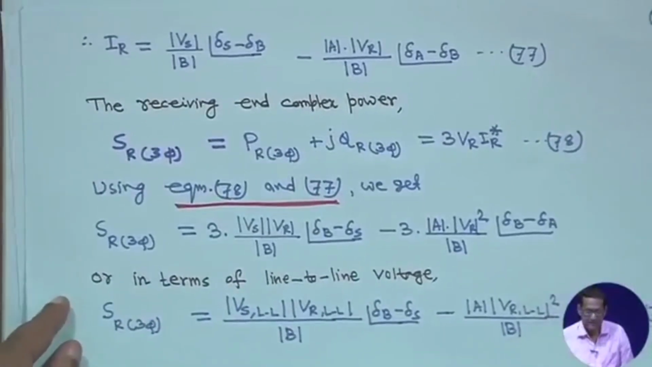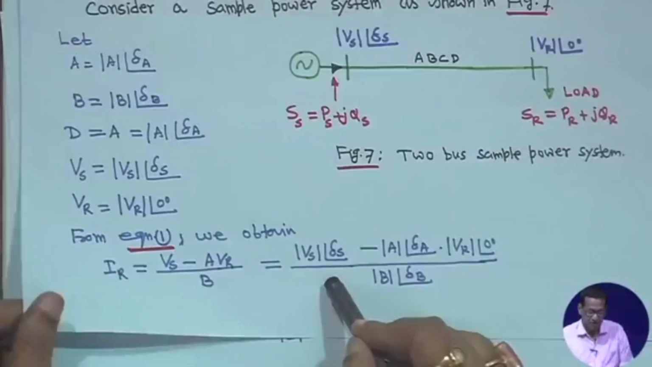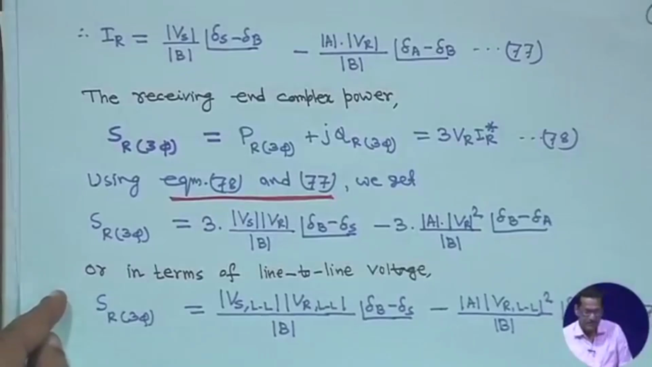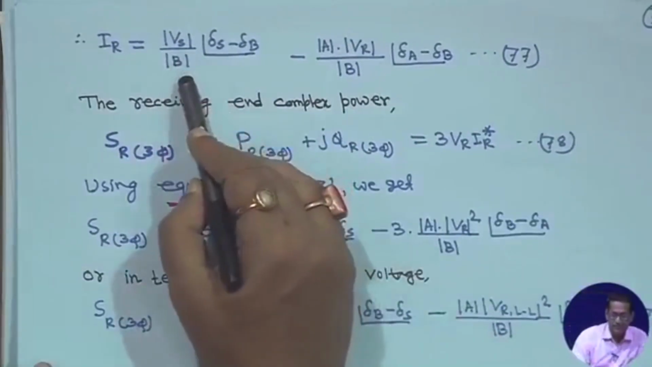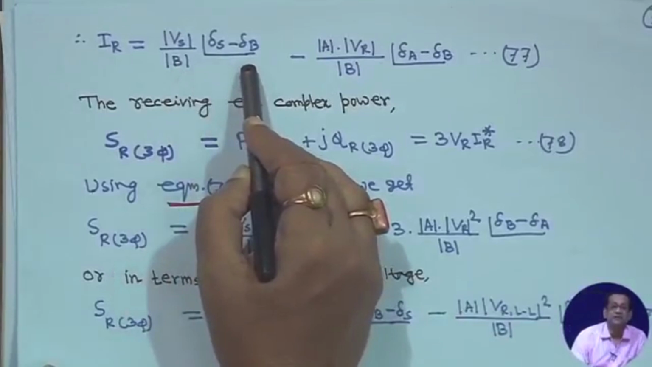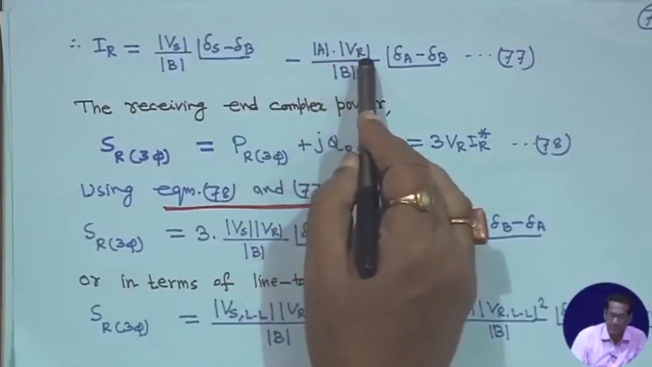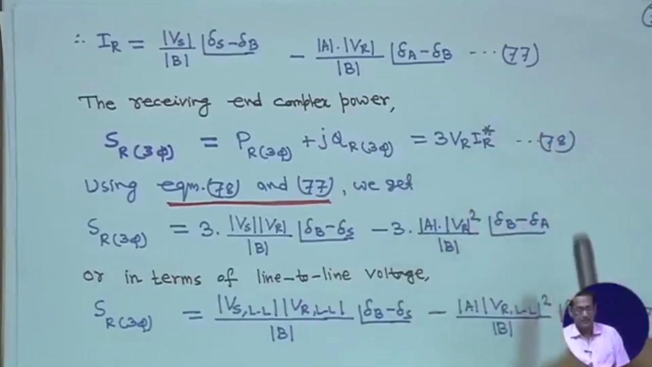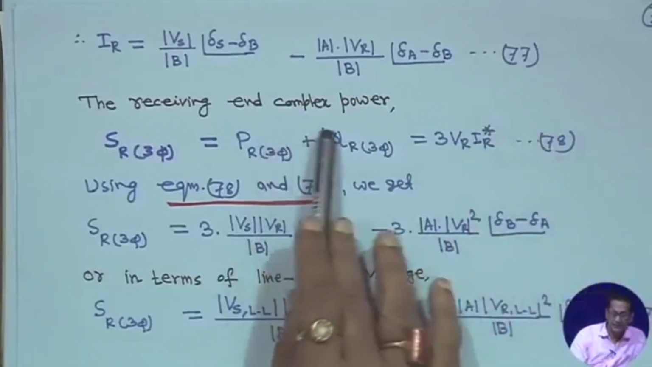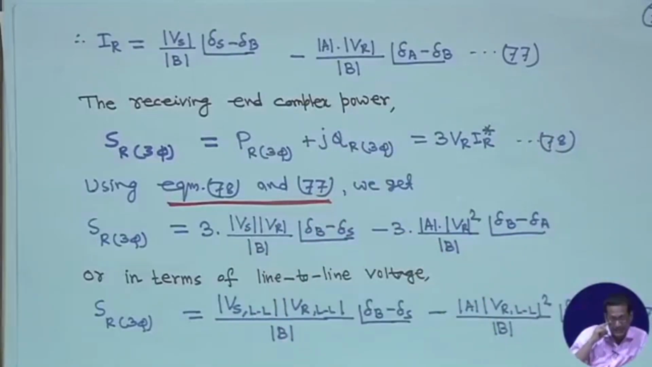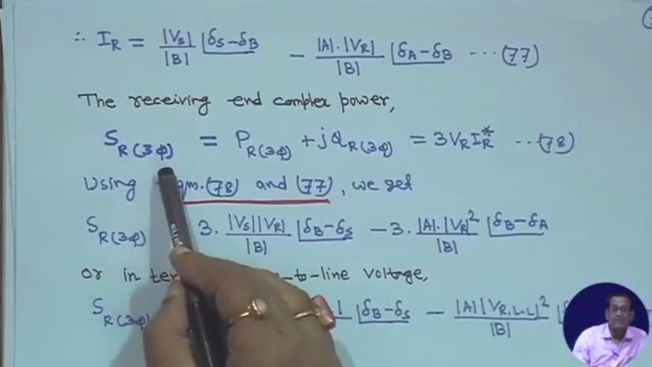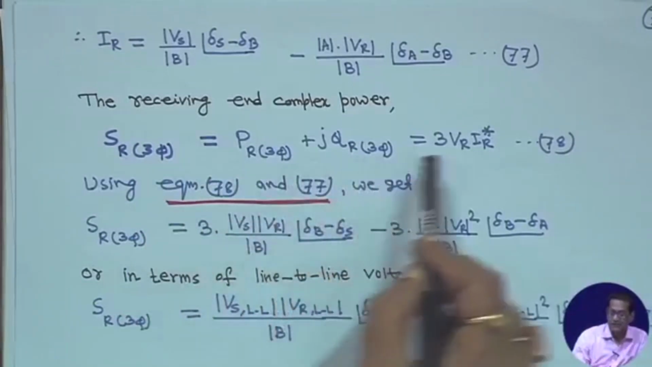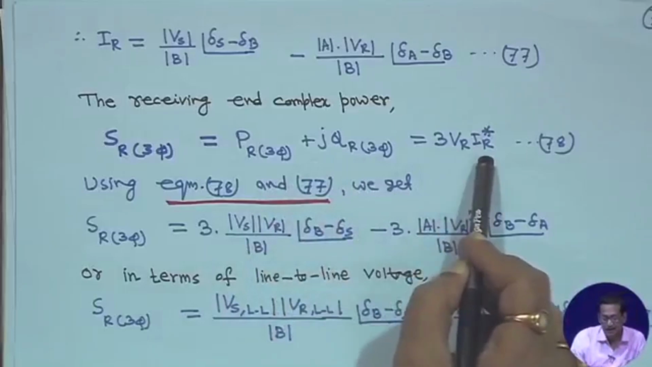Now, in that case, you simplify this equation, then you will get I r is equal to mod V s upon mod B angle delta s minus delta B, minus mod A mod V r by mod B angle delta A minus delta B. This is equation 77. We have also seen the same thing for the receiving end complex power S r, the receiving end 3 phase power, that is why writing 3 phase: S r 3 phase is equal to P r 3 phase plus j Q r 3 phase is equal to 3 into V r I r conjugate.